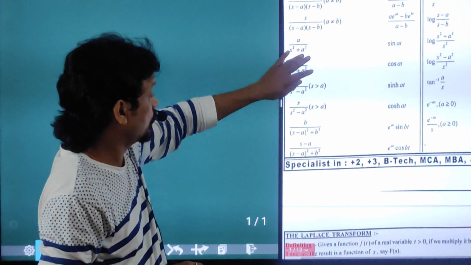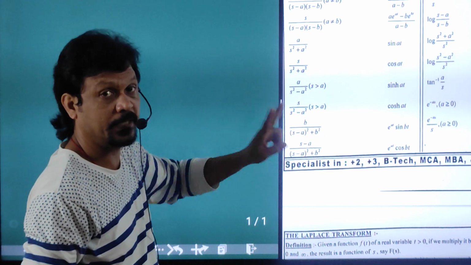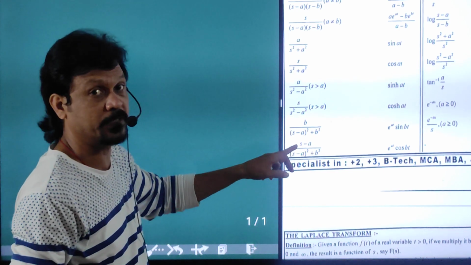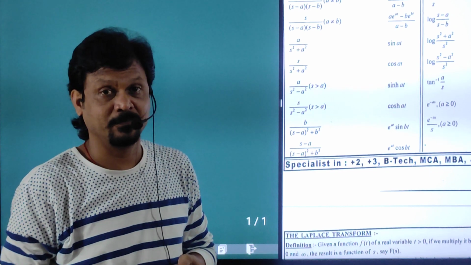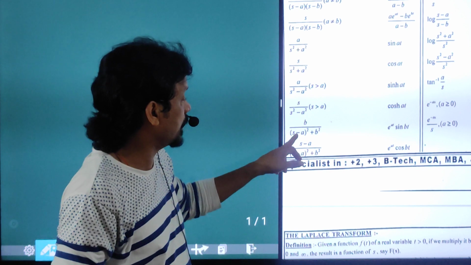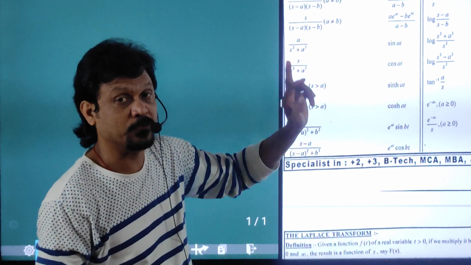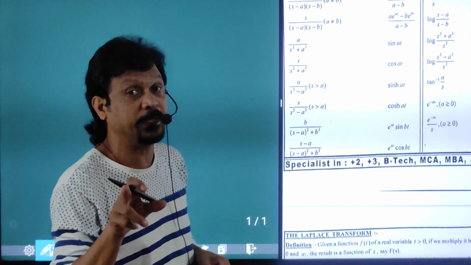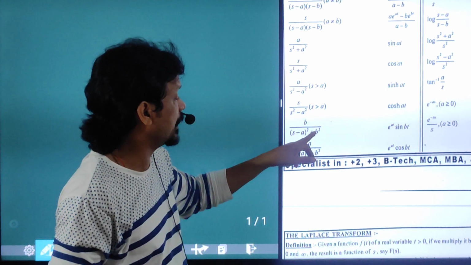Here it is the same format, but s minus a and b are the two terms in the denominator. If in place of s I have written s minus a, that means you have to multiply e to the power at by the first shifting theorem, or s-shifting theorem. I have written s minus a in place of s. That means the same result, but you should multiply e to the power at. But in place of the constant, I have written b. Clear?